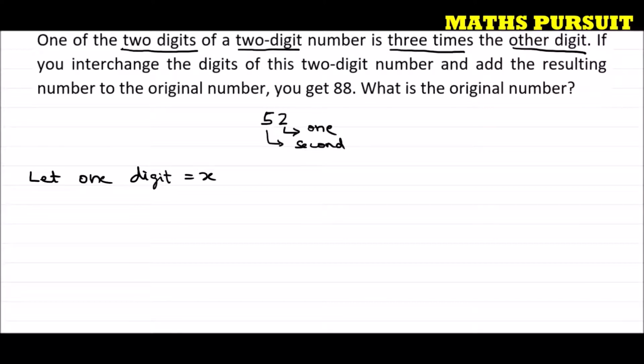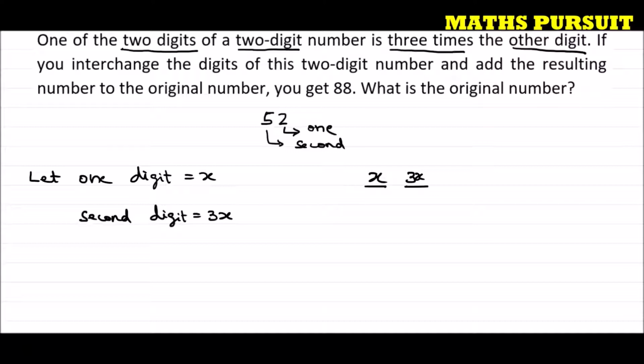If one digit is equal to x, what will the second digit be? If one digit is x, the second digit is going to be 3x. How? Let us look into the question once again. One of the two digits of a two-digit number is 3 times the other digit. So if one digit is x, the second digit is going to be 3x. That means our two-digit number that we are going to write now is x3x. This is one digit and this is the second digit, 3x. This is what we got for our two-digit number, x3x.